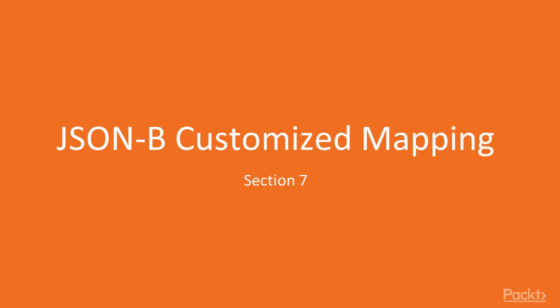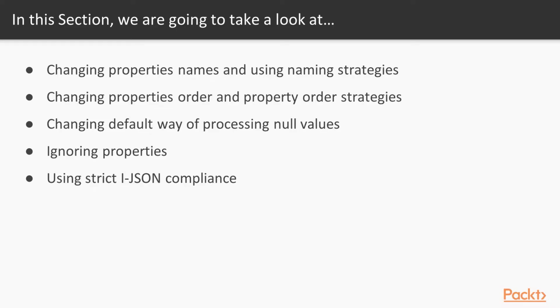Welcome to section 7 of JSON in Java Enterprise Edition 8 hands-on training. This section covers JSON-B customized mapping. In this section, I'll talk about customizations. We'll study what kind of customizations are supported and we'll learn each of them.